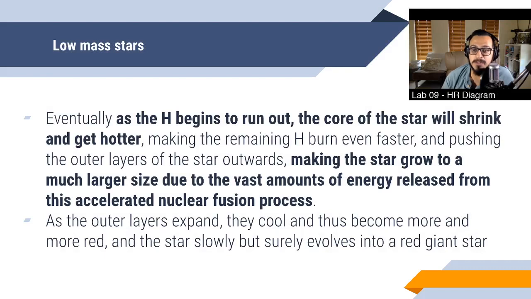Eventually, as hydrogen begins to run out, the core of the star will shrink and get hotter, making the remaining hydrogen burn even faster and pushing the outer layers of the star outwards, making the star grow much larger in size due to the vast amounts of energy released from the accelerated nuclear fusion process. As the outer layers expand, they cool, thus become more and more red, and the star slowly but surely evolves into a red giant.